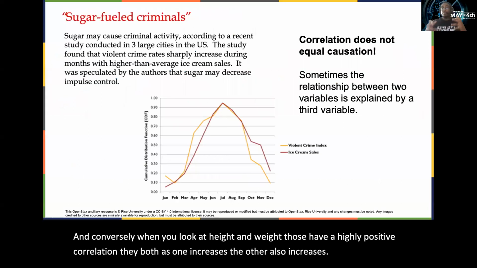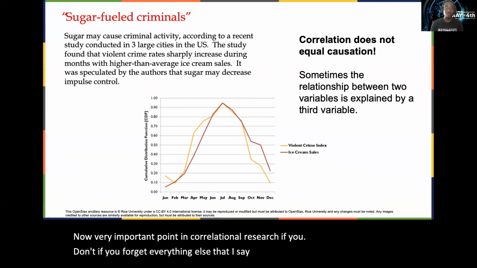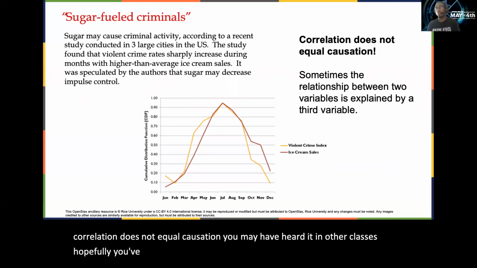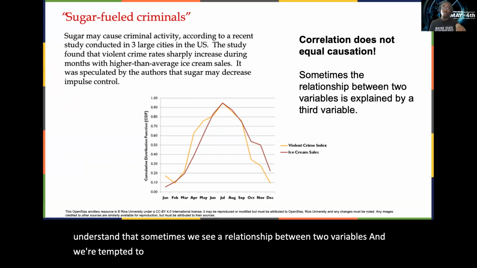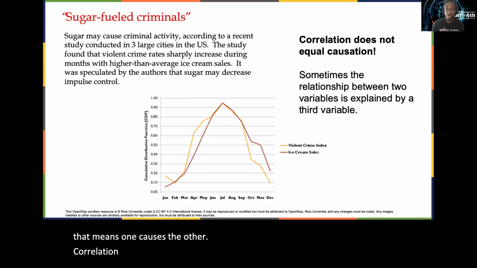Now, a very, very important point in correlational research. If you forget everything else that I say, please leave with this point. Correlation does not equal causation. You may have heard it in other classes. Hopefully, you've heard it before. I just want to re-emphasize it here. It is so crucial to understand that. Sometimes we see a relationship between two variables, and we're tempted to think, because these two variables have a strong relationship, that means one causes the other. Correlation coefficients do not allow us to make causal inferences.